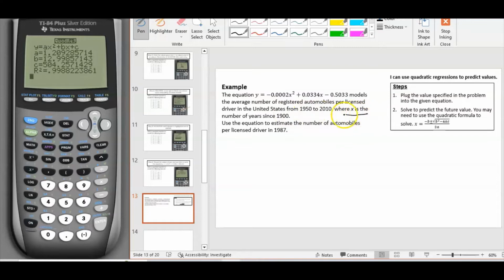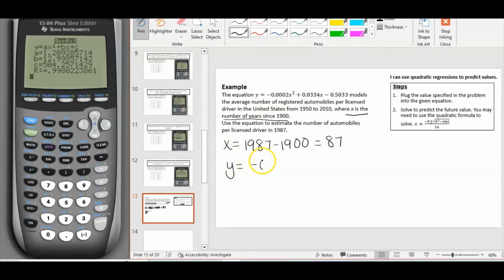It's important here to notice that X is the number of years since 1900. So X is not the exact number of the year, right? It's not 1987. We have to figure out how many years it's been since 1900. So we're going to do 1987 minus 1900, and that means X is 87, because that's 87 years after 1900. So we just plug into this equation.